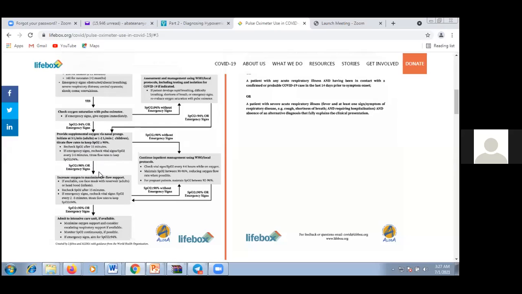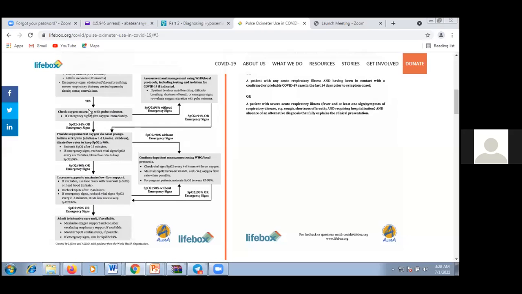And with this management, if the saturation is not in the acceptable range, that's above 90%, then you have to go to a more oxygen delivery device that can deliver a much higher fraction of inspired oxygen. That is like a face mask with a reservoir. And again, you have to recheck every 15 minutes or 2 to 5 minutes. So this is something which was described in the video as well, okay?